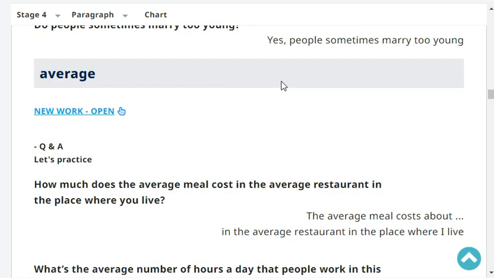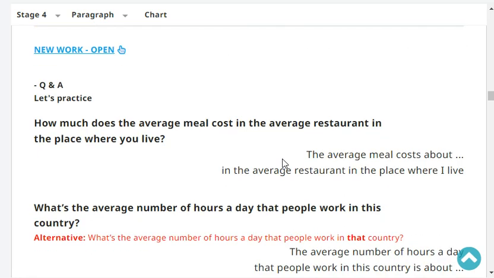How much does the average meal cost in the average restaurant in the place where you live? The average meal costs about 1,000 yen in the average restaurant in the place where I live. Very good.